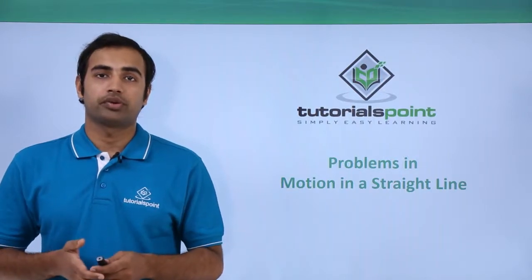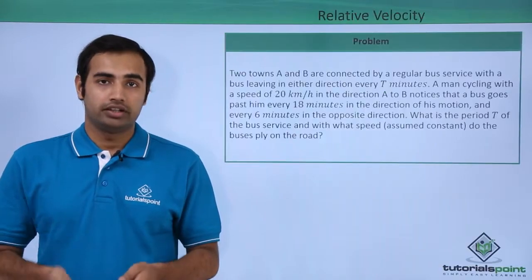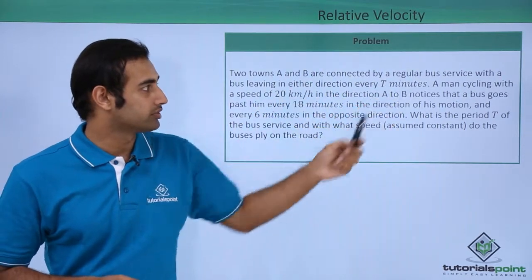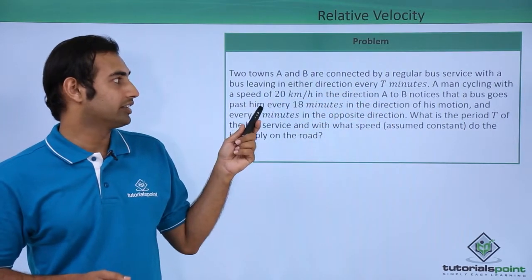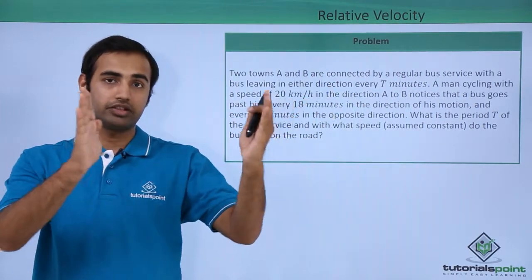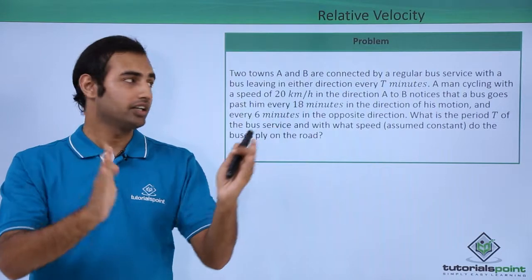Let's talk about another problem in relative velocity. Here we have a question that says two towns A and B are connected by a regular bus service with a bus leaving in either direction every t minutes. So we have two towns and from each of them there are buses coming out every t minutes.